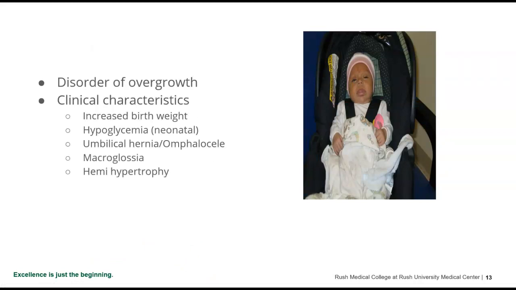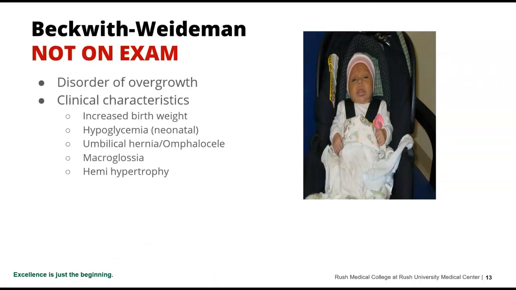Now, again, the next thing I want to talk about is Beckwith-Wiedemann syndrome. This is not on the exam, so I put it in red. If you want to shut off this presentation right now, it's fine. It's a disorder of overgrowth. Features include increased birth weight, hypoglycemia. They can have an umbilical hernia, and a really, really big umbilical hernia is an omphalocele.